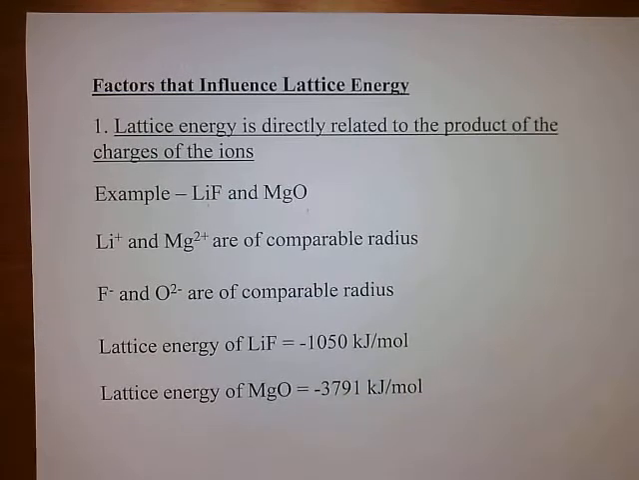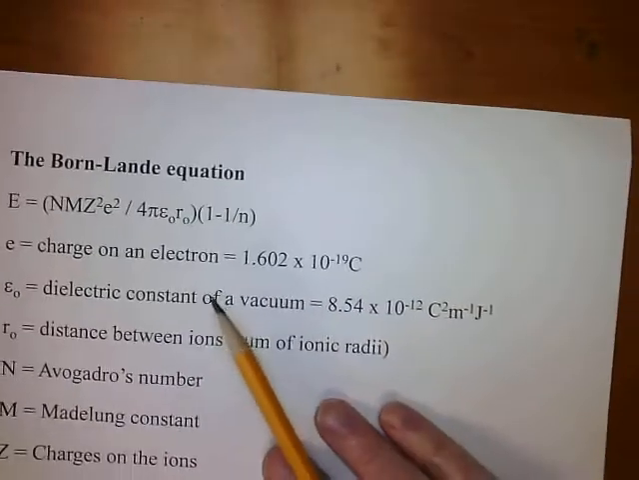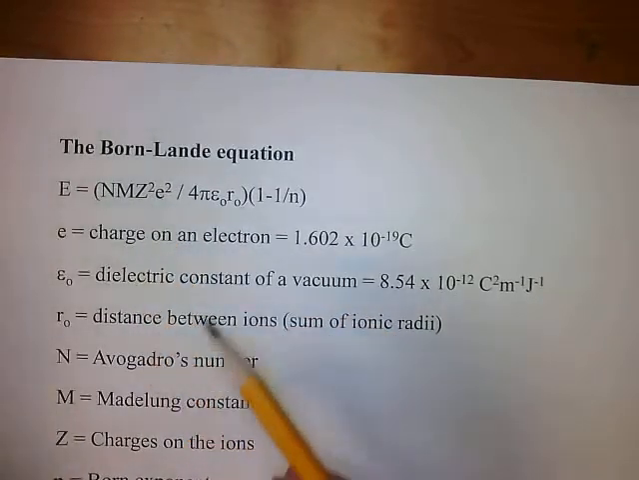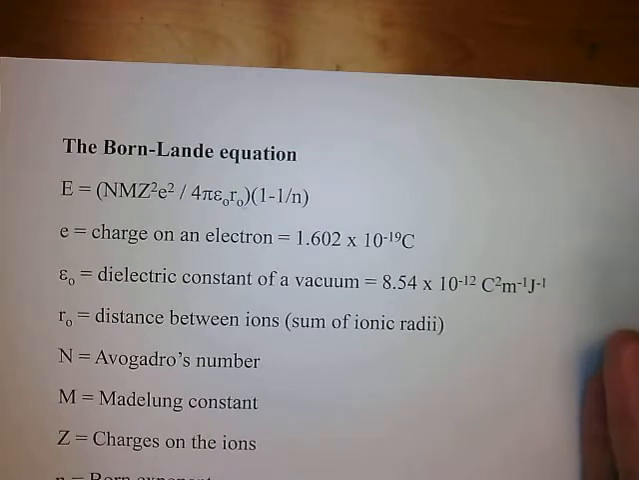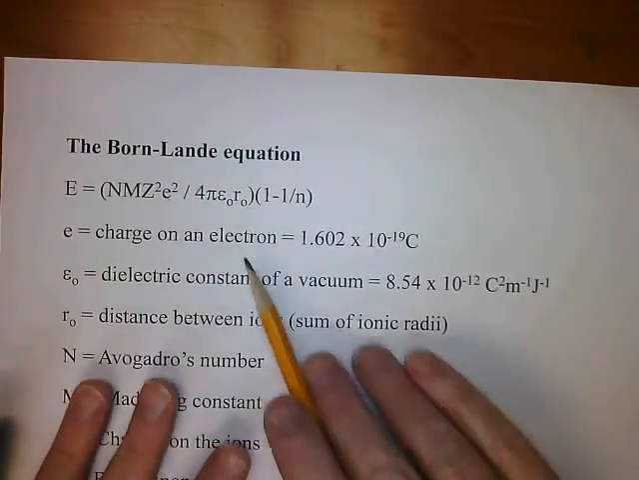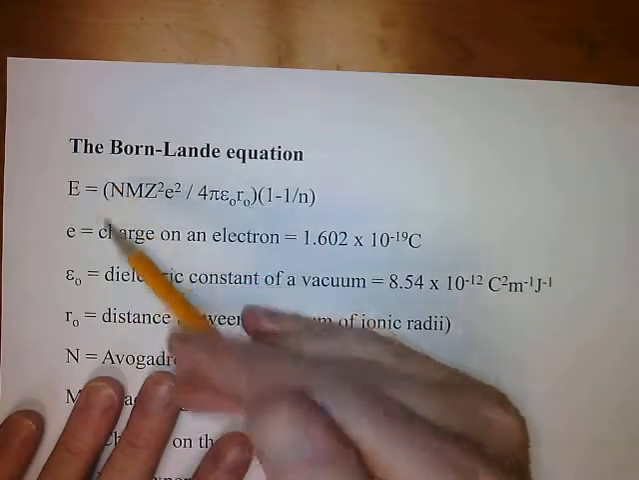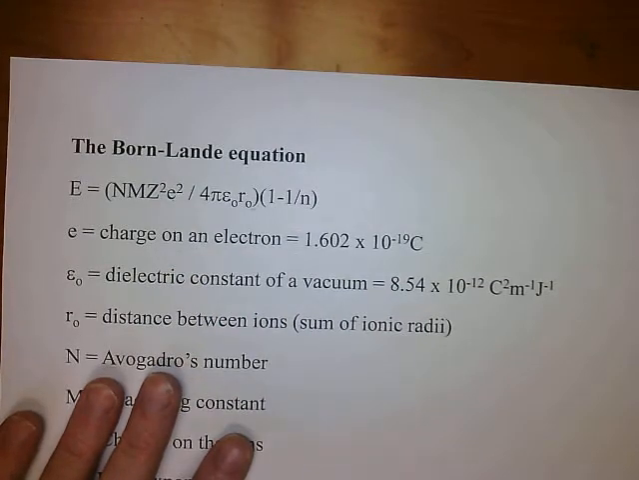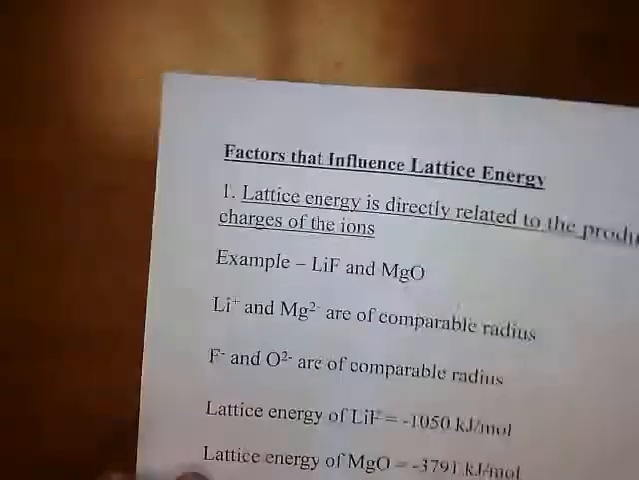In fact, it's almost four times as much, right? Because if we go back and look at this equation, the lattice energy is related to the product of the charges on the ions. So if we double the charges on the ions, we quadruple it at the least. Let's put it this way: if everything else stayed the same, and the radii were exactly the same, and we doubled the charges on the ions from plus 1 and minus 1 to plus 2 and minus 2, then the lattice energy would go up by a factor of 4, right? So the lattice energy is proportional to the product of the charges on the ions.